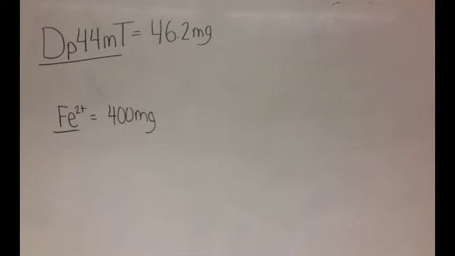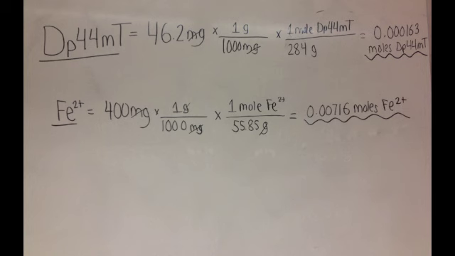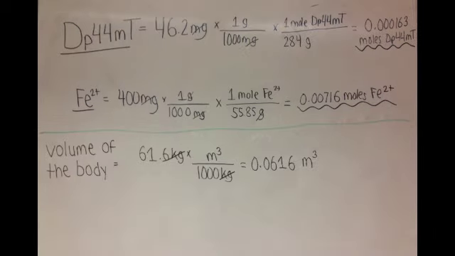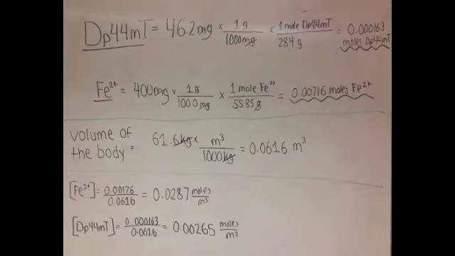Using the amounts of DP44MT and Fe2+ that we have, we can calculate the amount of moles of each of those that we have in our body. For the female that we have already weighed, we can calculate the volume of her body. From knowing these two pieces of information, we can calculate the concentration of iron 2+ and the concentration of DP44MT in this woman's body.